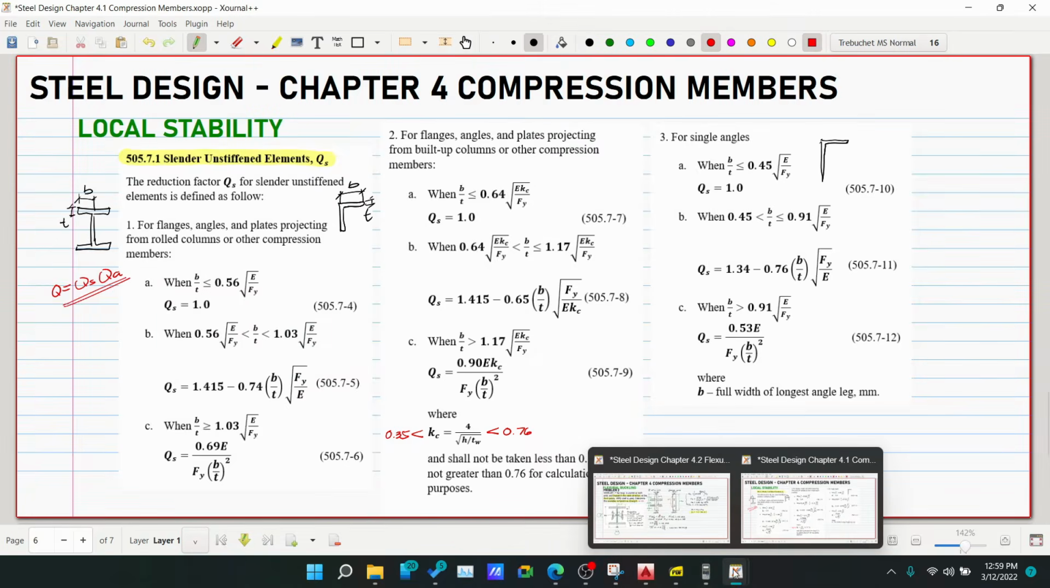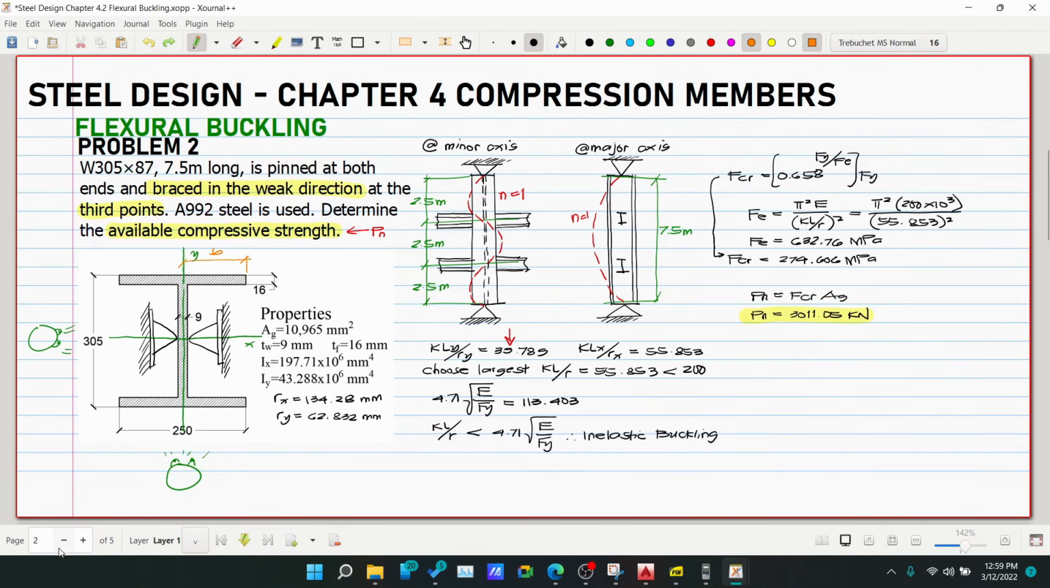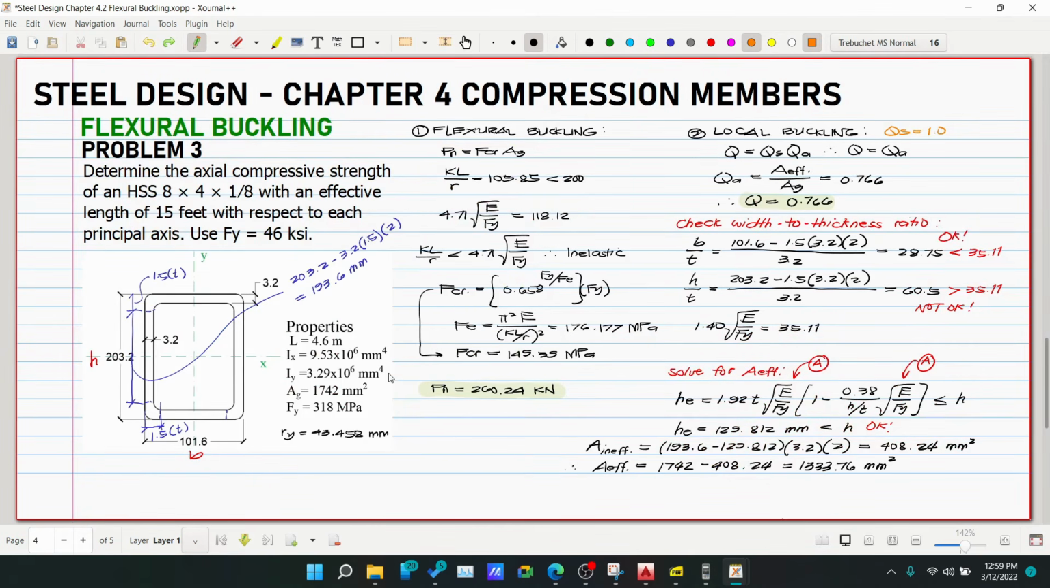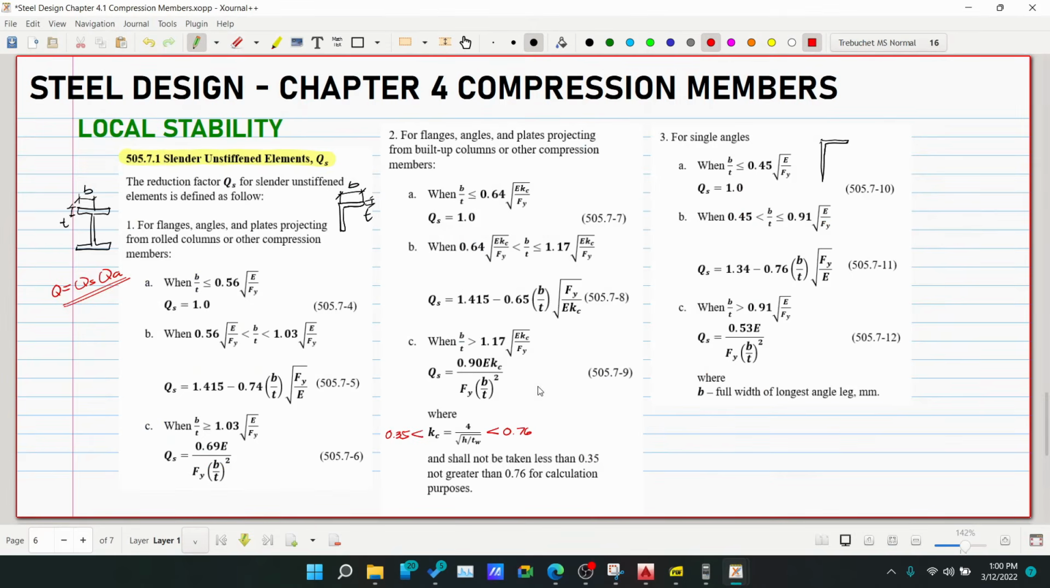Nagkataon lang kasi na yung ating example dito is HSS, kaya yung ating Q is equivalent to Qa na lang. Kasi nga, wala tayong unstiffened element. Lahat sila is stiffened element. Kaya yung ating Qs is equivalent to 1.0. So, kailangan nyo lang sundin itong nasa code natin.